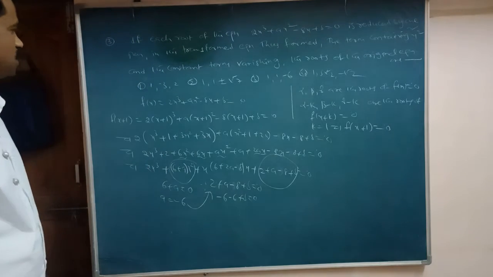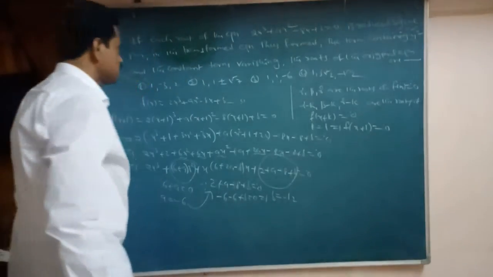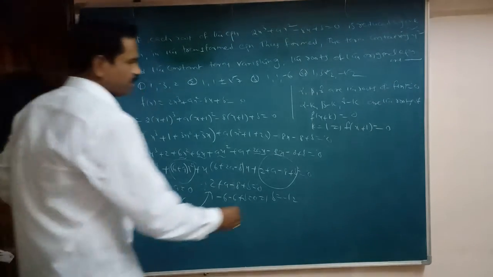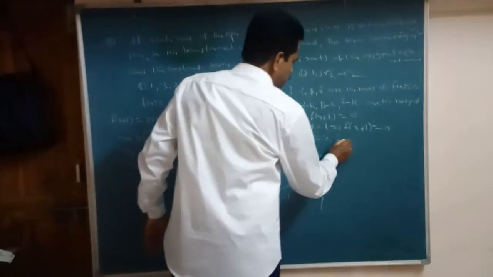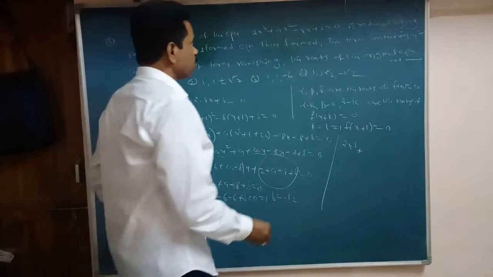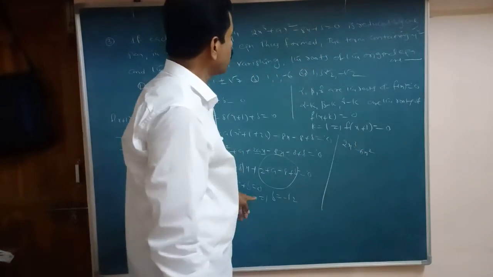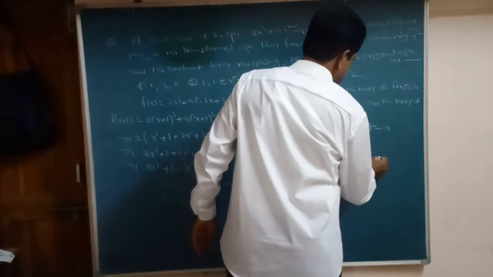A plus B is equal to 0. Then B equals how much here? B equals minus 12. Now substitute here. So that equation will become 2x cube plus ax square. Ax square is what here? Minus 6x square, and minus 8x.